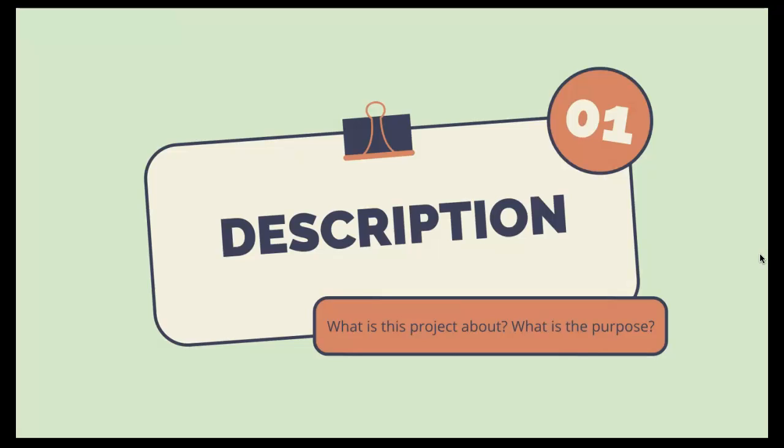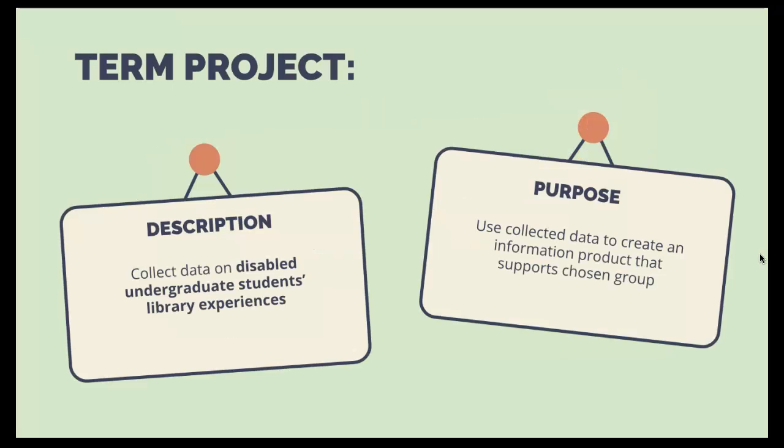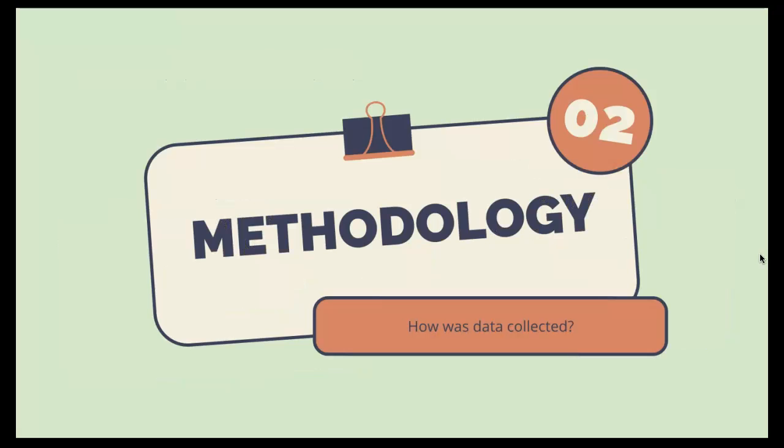So for the description, we're going to quickly look at what this project is about and what the purpose is. The description was to collect data on disabled undergraduate students' library experiences, and base that on the research I did for my previous assignment. And the purpose was to use this collected data to create an information product that supports that group, so disabled undergraduate students. So having that in mind, I created the survey using this methodology.